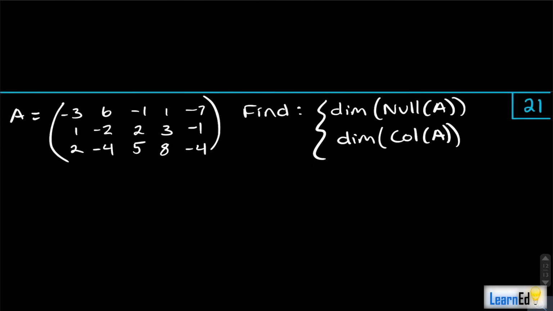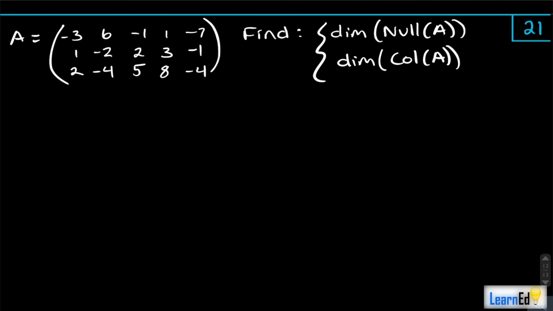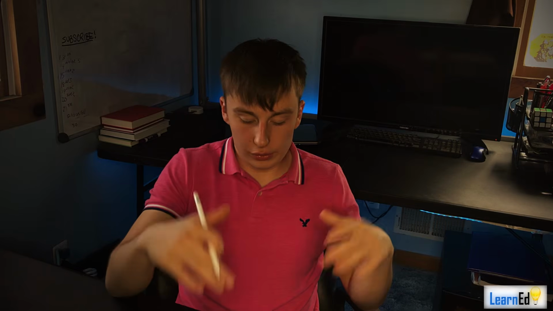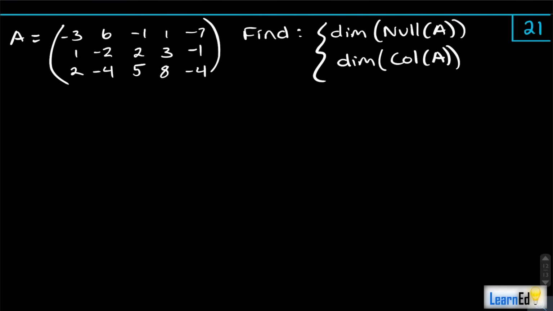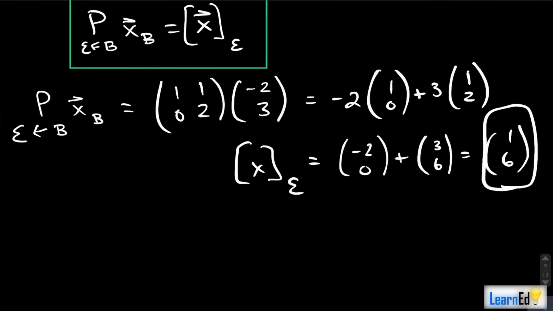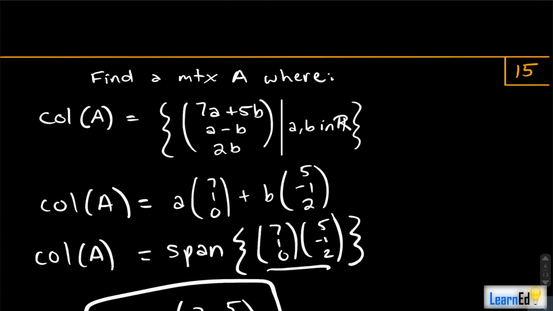Moving on to problem 21, we have a 3x5 matrix A, and we want to find the dimension of the null space of A and the dimension of the column space of A. Now, this is actually a matrix that we dealt with in problem 14, so it may look familiar. I'll go back up and show you that right now. We've already row reduced this and found the null space.